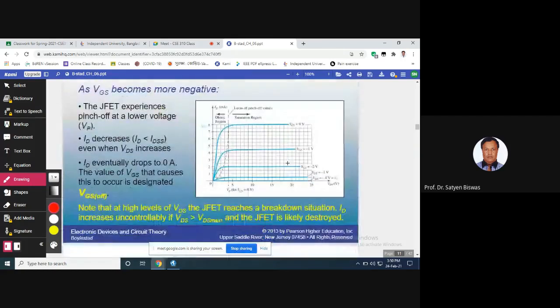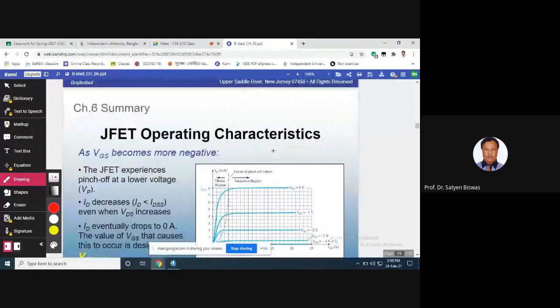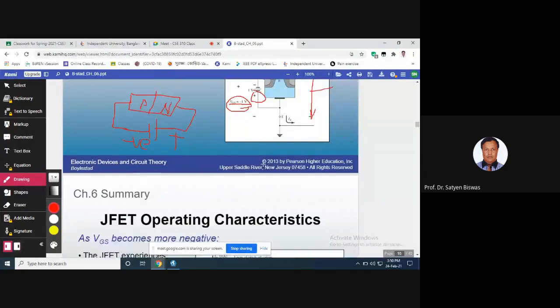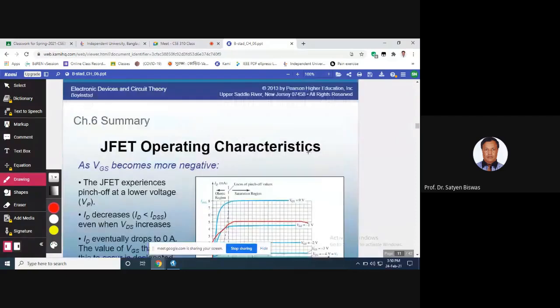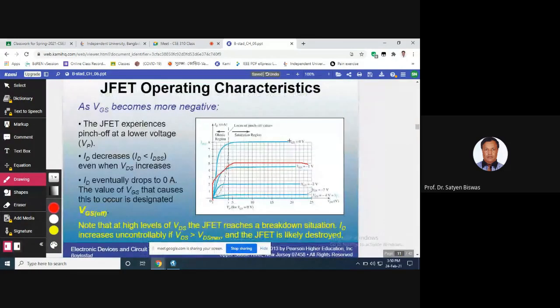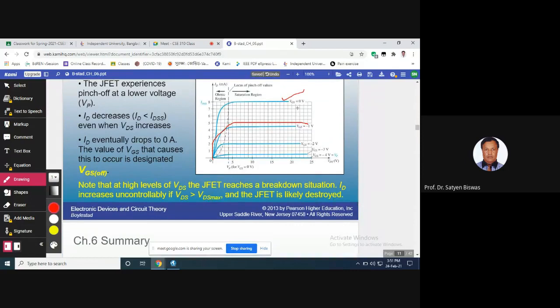And the characteristic curves are based on the VGS. Let's say this is VGS equal to -1. If VGS equal to -1, then the curve will be like this one. When VGS equal to 0, that is the first operation, that will be the maximum, the highest one, the top one here. Now when VGS equal to -1, it will go a little bit downward. You see this one moving down.